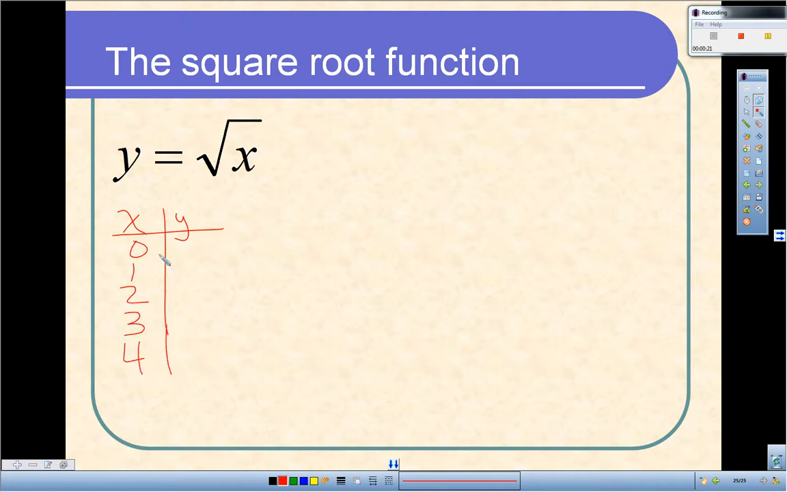If I plug in 0, the square root of 0 is 0. If I plug in 1, the square root of 1 is 1. If I plug in 2, the square root of 2 is about 1.4. If I plug in 3, the square root of 3 is about 1.6. And if I plug in 4, the square root of 4 is 2.